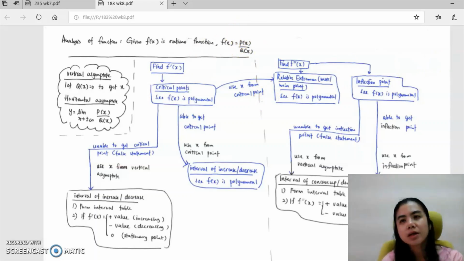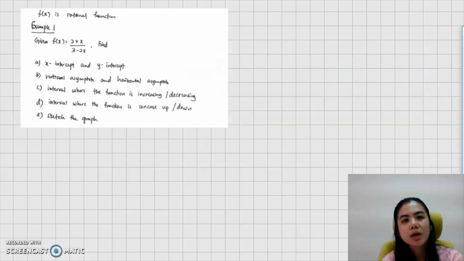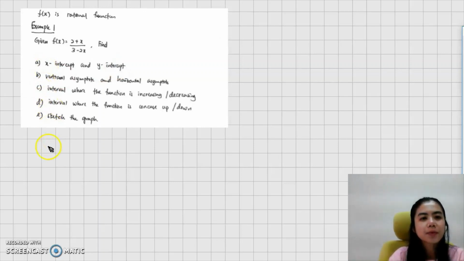So, let's just go to the first example first. In here, this is a rational function. Let's look at the first question first. We have to find the x-intercept and y-intercept. For the x-intercept, that is very direct. That is whatever we did in the previous example. So you have to let your y equal to 0 in order to get your x.